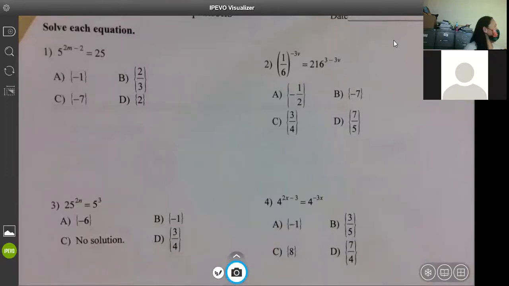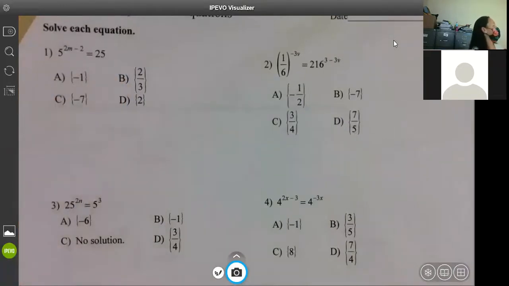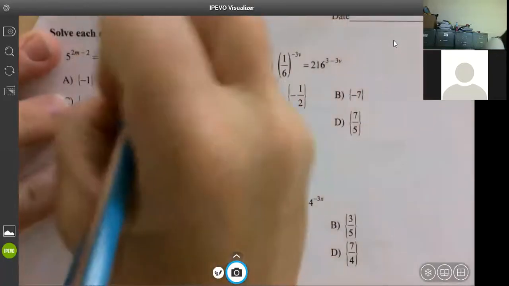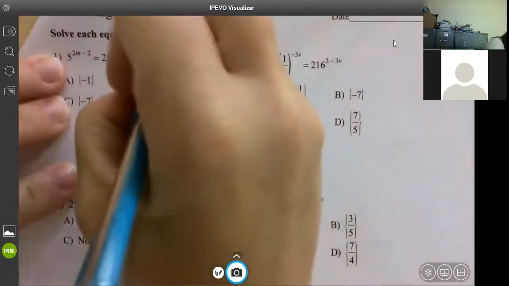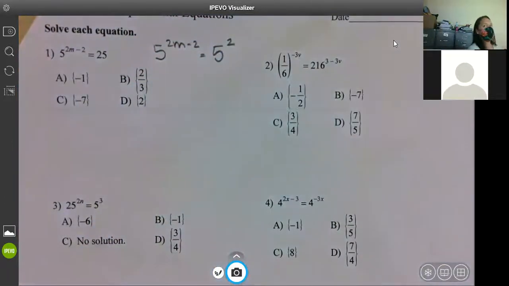Here is an easier way to do it. If you possibly can, you want to change the base, okay? So what does that mean? On this one, we have a base 5. Can I write 25 as base 5? So basically what I'm saying is, can 5 to the something give you 25? What? 2. 5 squared. So I can leave this first one the same because I want it in base 5, and I can change 25 to 5 squared.